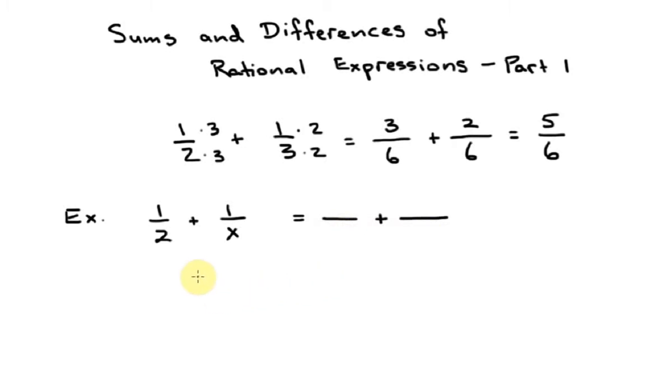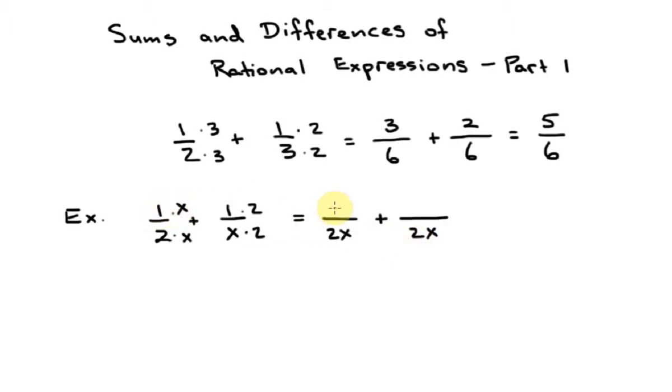So I go, well, I got a 2 and I got an x. What about, say, 2x? Why don't we just build them up? And that would be correct. So I'm going to take this guy and multiply the top and bottom by x, and this guy top and bottom by 2, thereby building a 2x in both fractions.